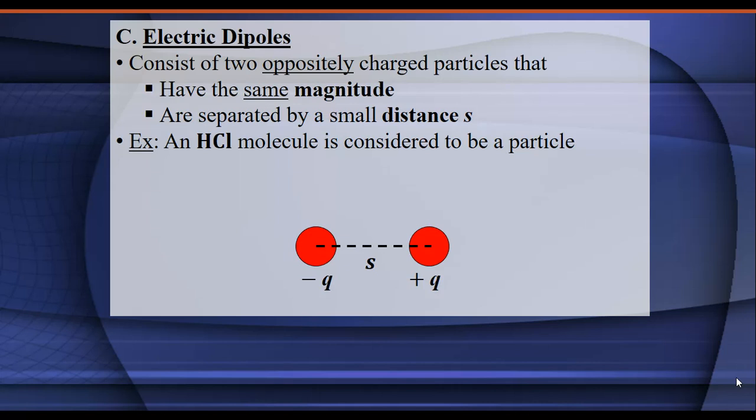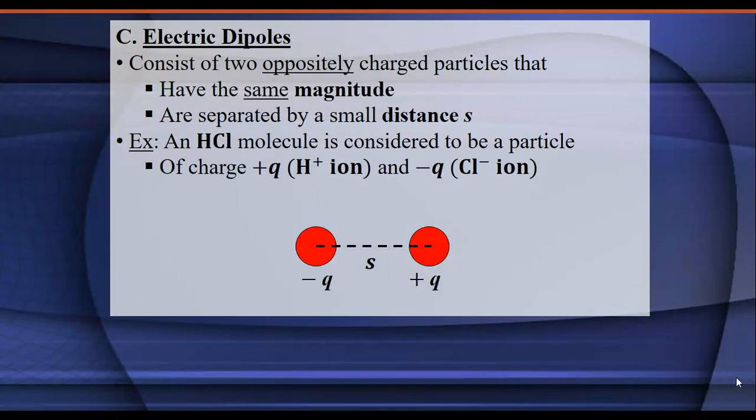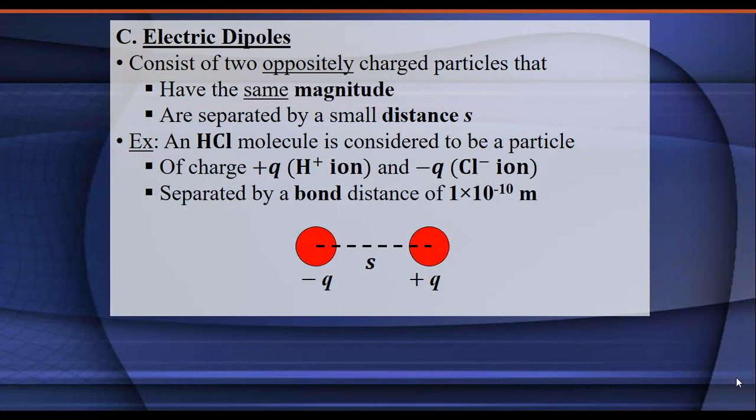I can give an example of this. Take an HCl molecule. We could break it down into being made up of a positive charge, which would be the H plus ion, and a negative charge, which would be the Cl minus ion. The hydrogen ion and the chlorine ion would be separated by a bonding distance of 1 times 10 to the negative 10 meters. So that's one example of what an electric dipole would be, an HCl molecule.